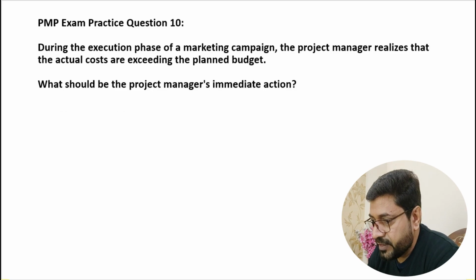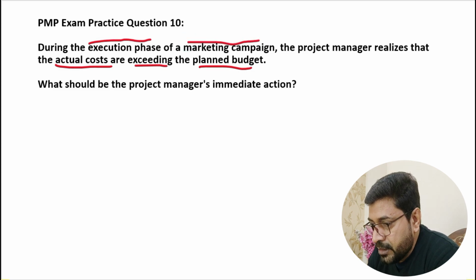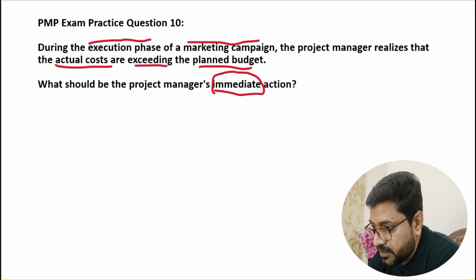So during the execution phase of a marketing campaign, the project manager realizes that the actual costs are exceeding the project budget. Okay, so the actual costs are exceeding the planned budget, and we are in the execution phase of the marketing campaign project. Okay, so the question is, what should be the project manager's immediate action? Immediate action.